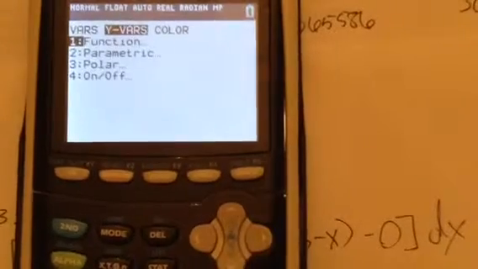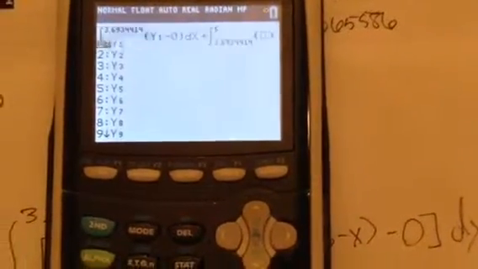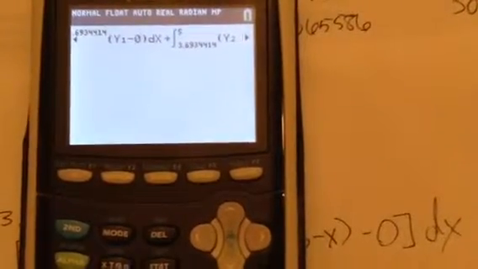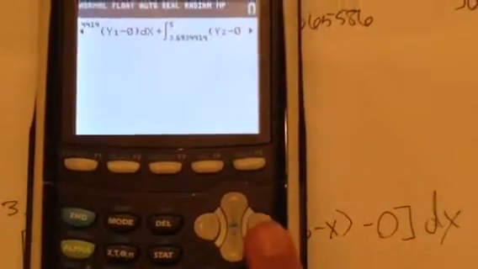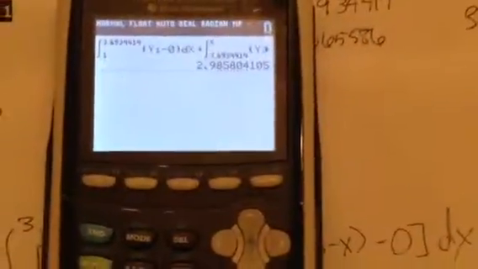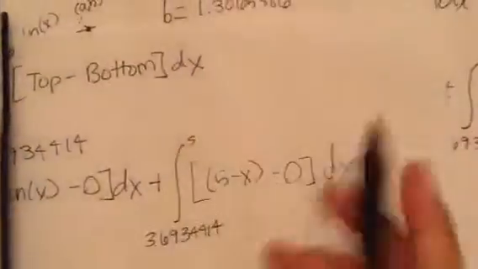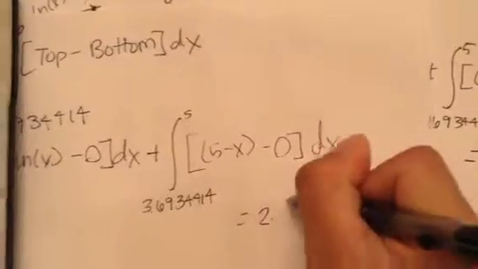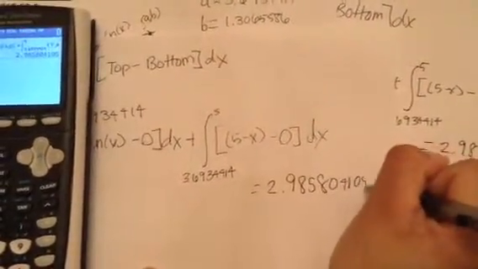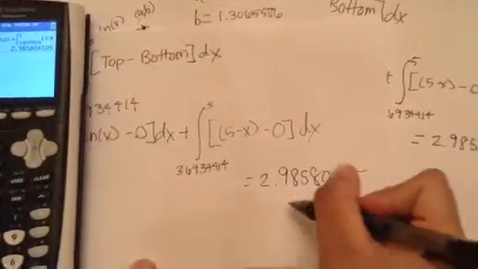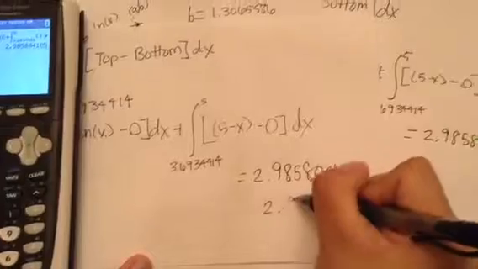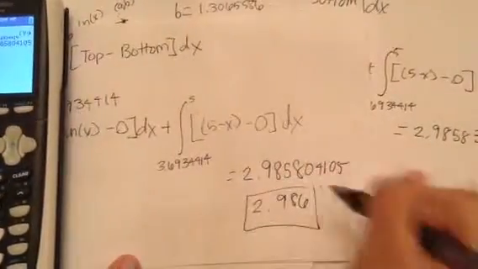Again, vars, y vars function, and this time we're going to hit 2 because 5 minus x is plugged into y2, minus 0 dx, and we're going to hit enter. And we are given the answer 2.985804105. But for these purposes, we're going to have to cut down to the first 3 decimal points, so the answer ends up being 2.986. And that is the area of R.